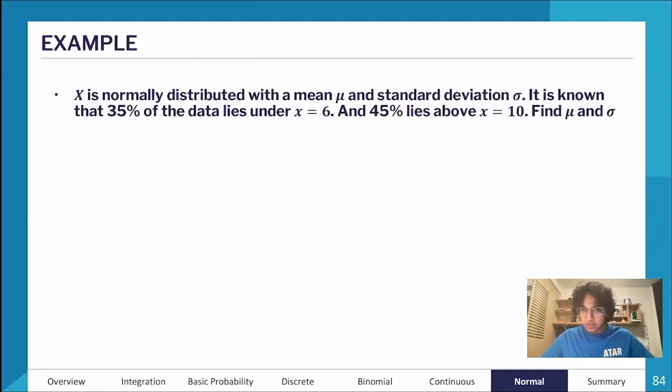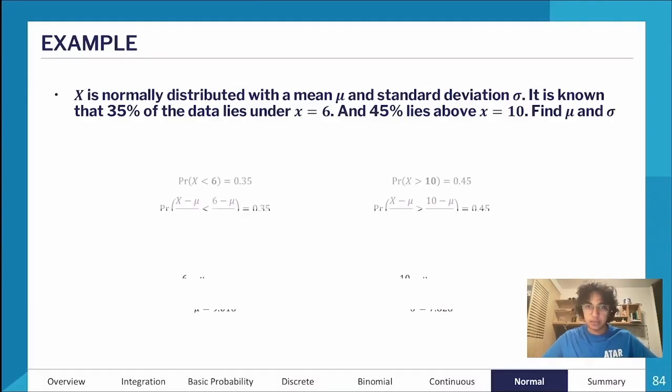So here's an example. So x is normally distributed with a mean mu and a standard deviation sigma. It is known that 35% of the data lies under x is equal to 6, and 45% lies above x is equal to 10. And now they want us to find mu and sigma. So I'll let you guys have a crack, and then we'll work it out.